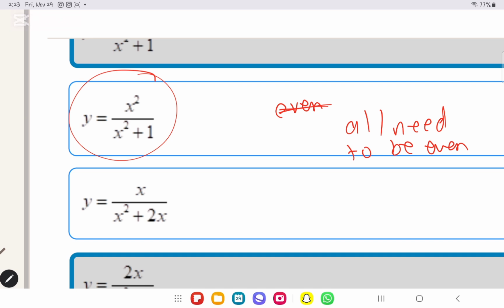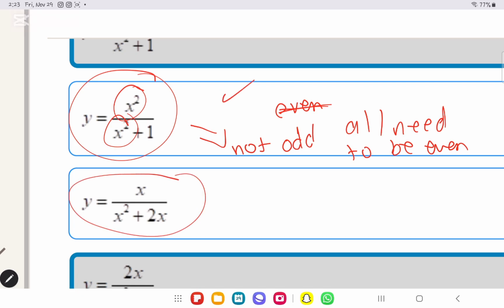Okay? Meaning, for example, here we have x squared and x squared. They are all even powers. That means it is then not odd. Now, of course, this will help you to identify it quicker, but for the ones that have even power and odd power, I prefer that you substitute. Otherwise, if they're all even powers, then you know it's not odd.